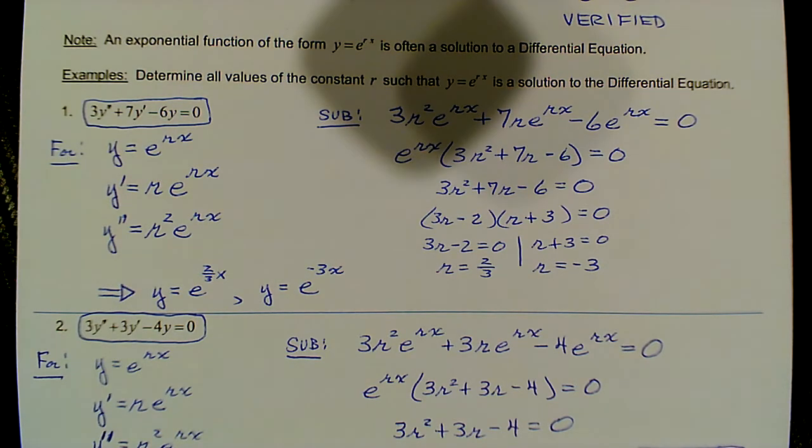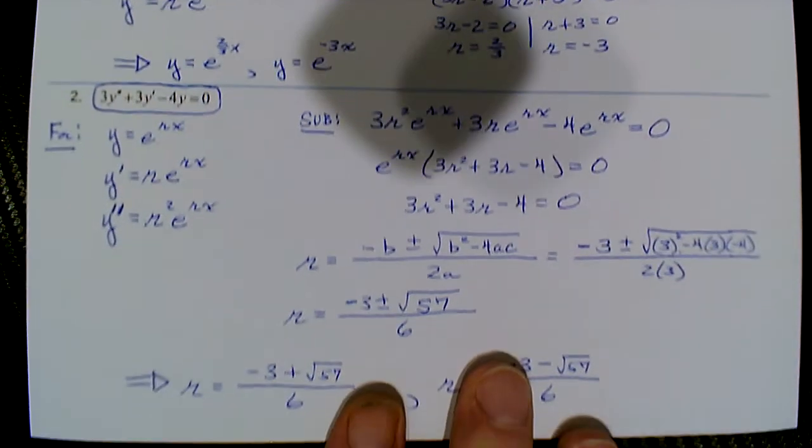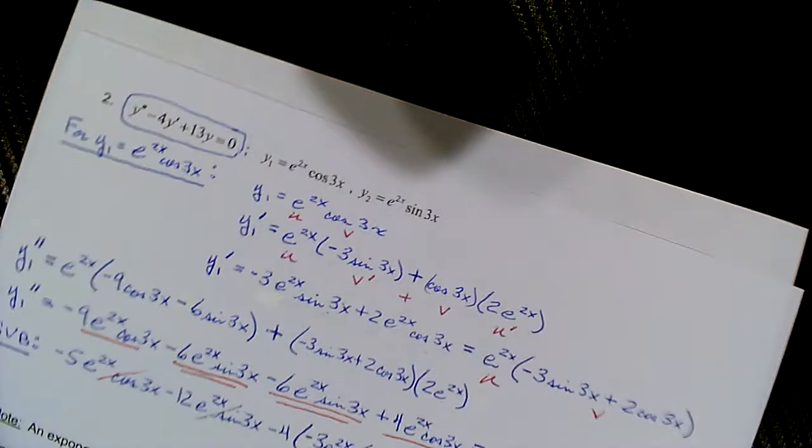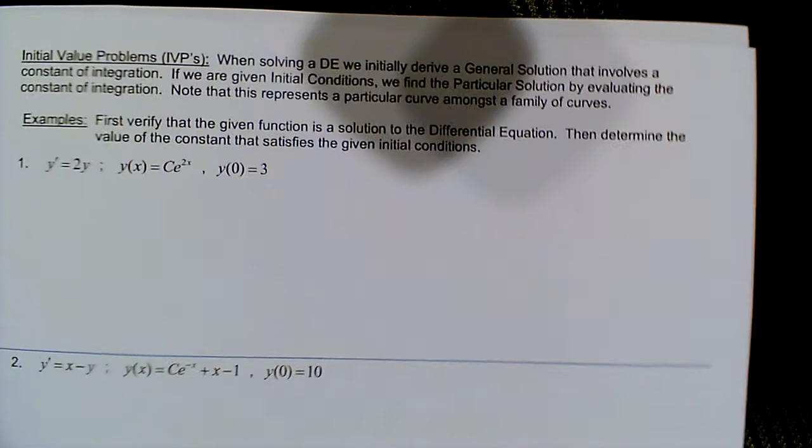Hello everyone. This is part 2 of section 1.1. Last time we left off with finding the value of r such that e to the rx was a solution to the differential equation. And now we look at initial value problems, or what we often refer to as just IVPs.